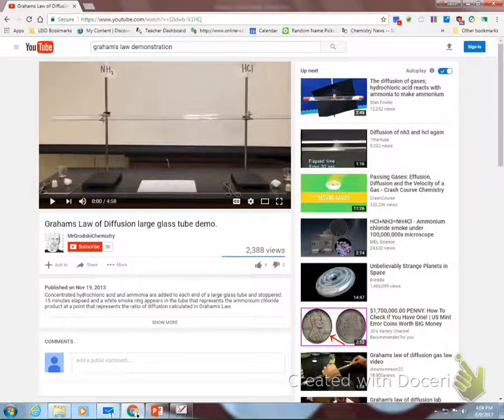Now we're going to watch a little demo here of two gases that are going to react. So this guy is going to put ammonia on one end of this tube and HCl on the other end, and of course the gases are going to move toward each other, and we're going to see that they may not meet right in the middle like you would think.